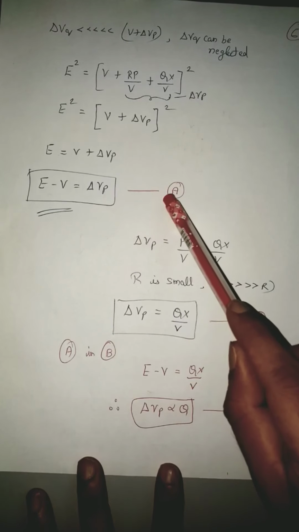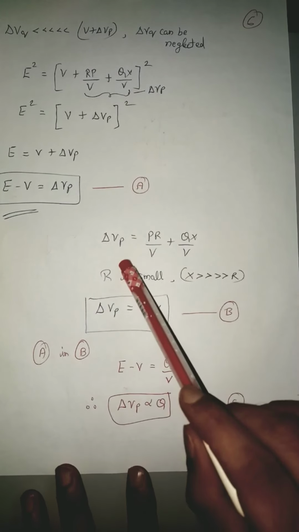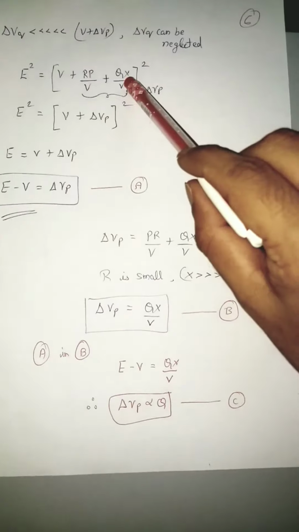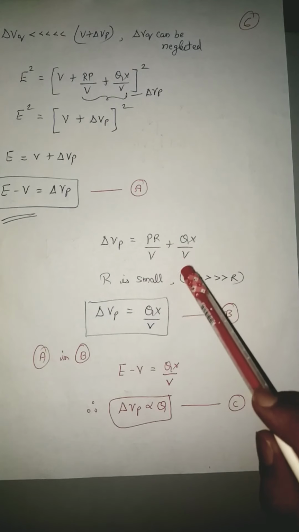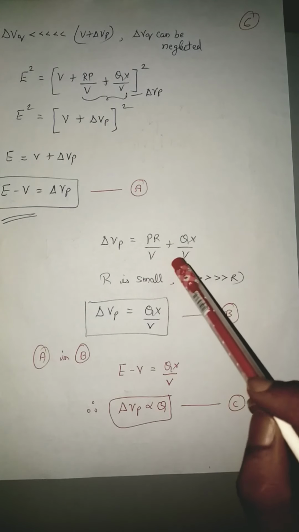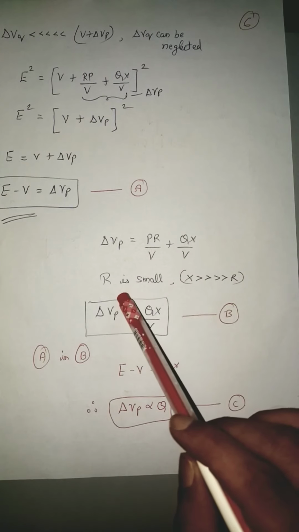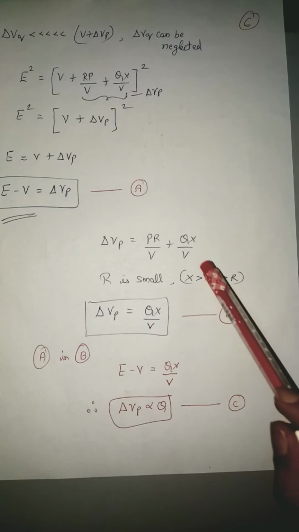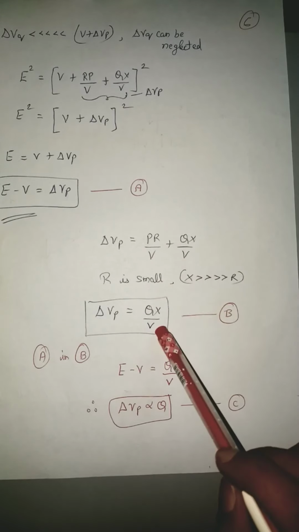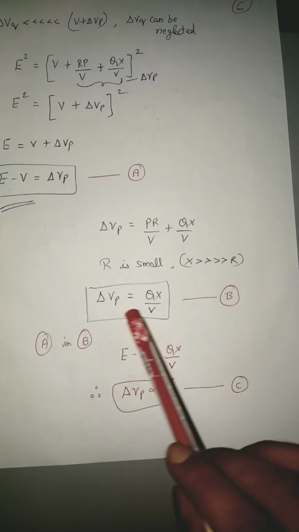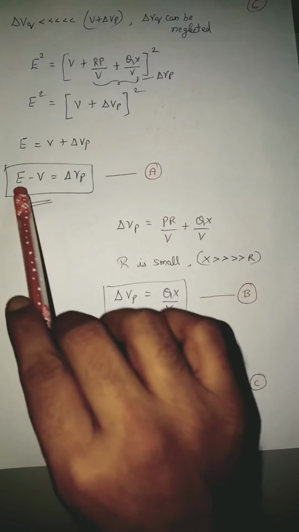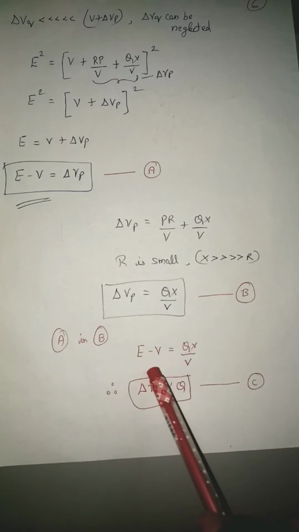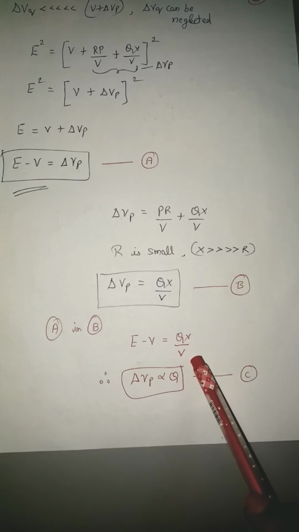So let us call this expression number A. Now delta Vp is PR by V plus Qx by V. I come back to the same expression here. Usually whenever it comes to a transmission line in the power system, there will always be resistance, but it will be very small compared to the inductance. So since it is very small, it can be neglected. So you just have delta Vp is equal to Qx by V. And already in expression A, we have E minus V is equal to delta Vp. So in place of delta Vp here, I'll substitute E minus V. So I have E minus V is equal to Qx by V.